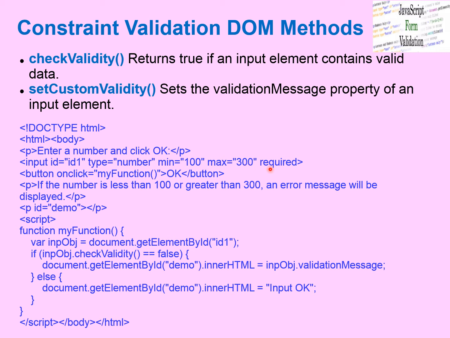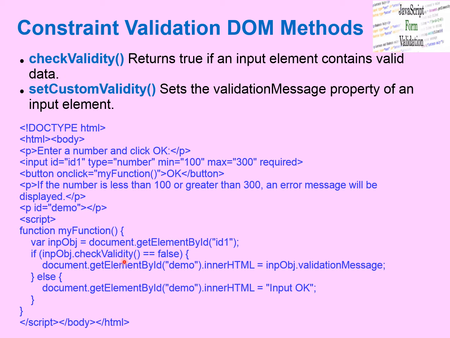Get element by ID of ID1. ID1 is this particular input type number field. So whatever data is entered in the corresponding field will be stored in input object. If input object dot checkValidity is equal to false. Check validity will return true if the input element contains valid data.